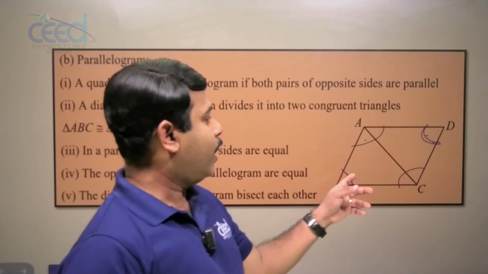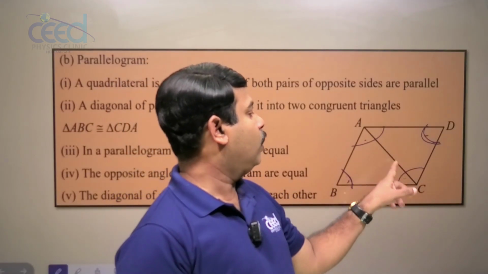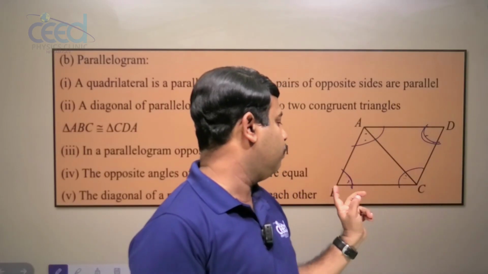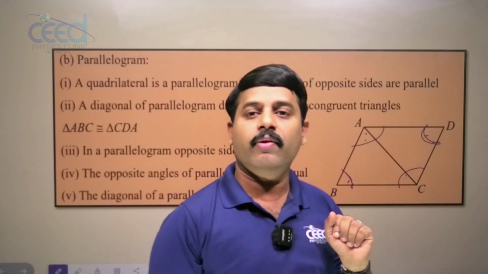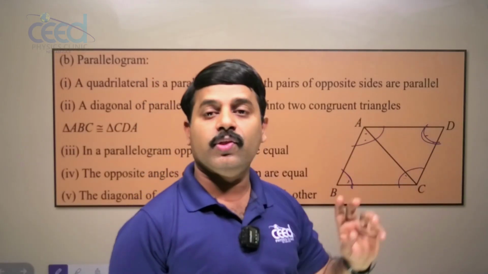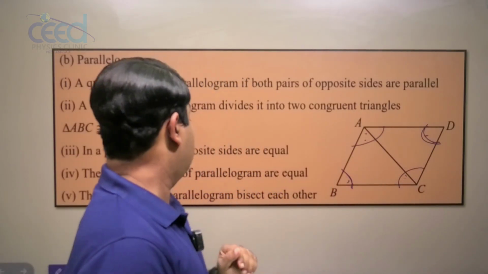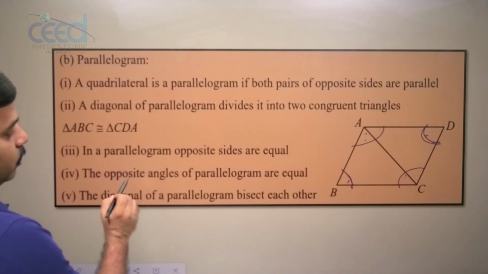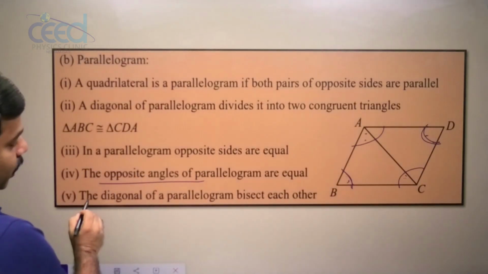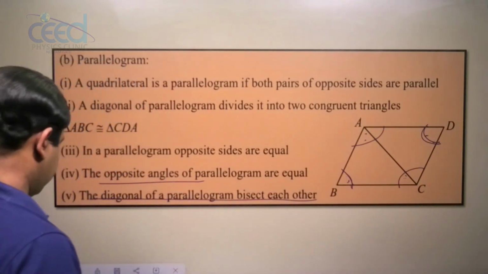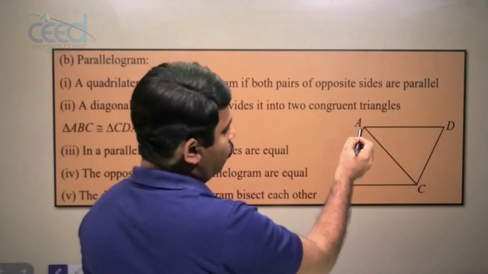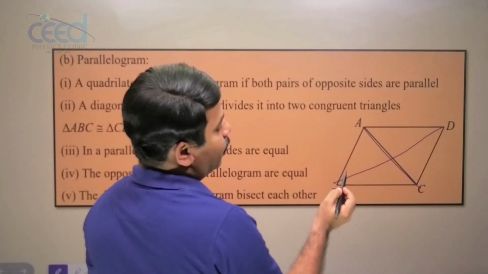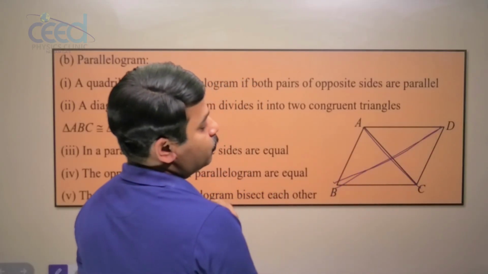So two angles are below 90 degrees, two angles are above 90 degrees. But if we add all the angles, angle A plus angle B plus angle C plus angle D, the total sum is 360 degrees, right. So the opposite angles of a parallelogram are equal. Now the diagonals of the parallelogram bisect each other. See, this is one diagonal of this parallelogram, and this is another diagonal of this parallelogram.